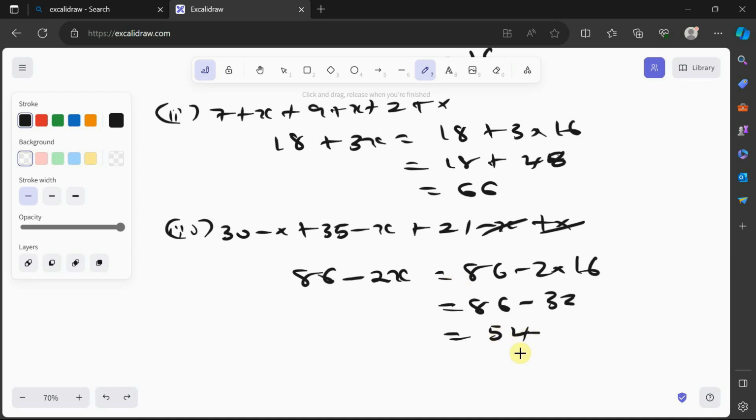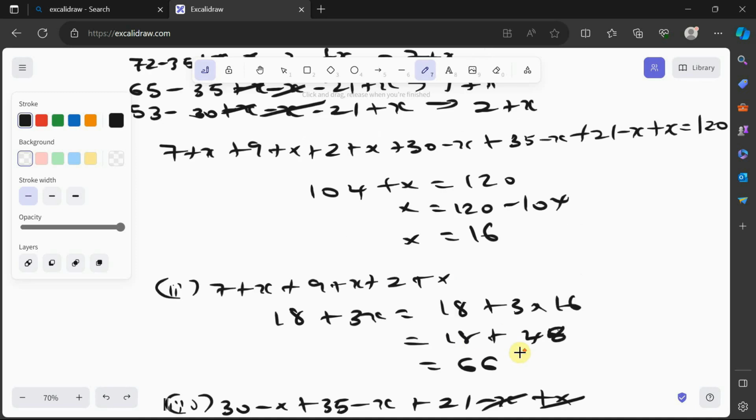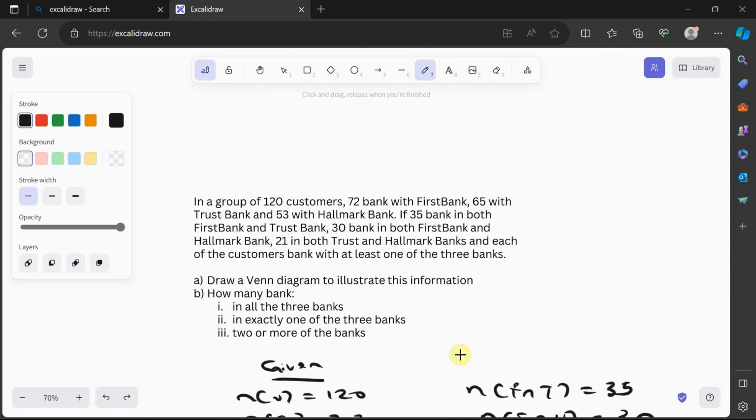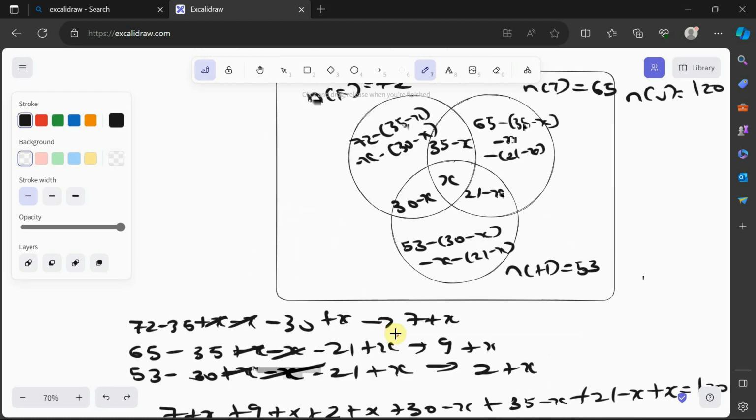And the way that you can actually do this, which is actually very simple, is that, see this, the first question says how many bank in exactly one of the banks. So it's either you bank in one of the banks or you bank in 2 or more banks. And that way you could have done this, which is easier.